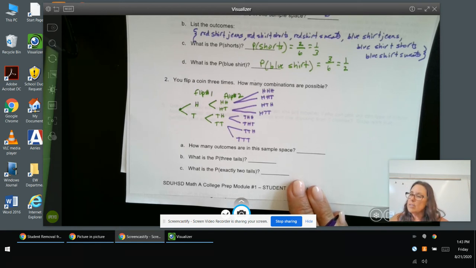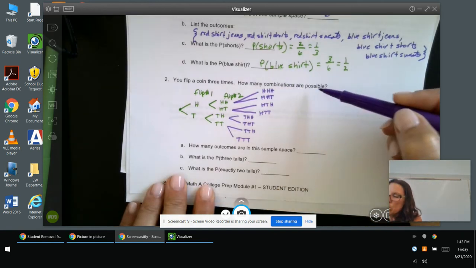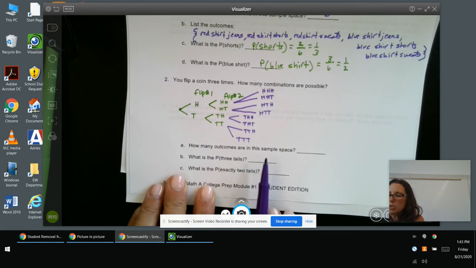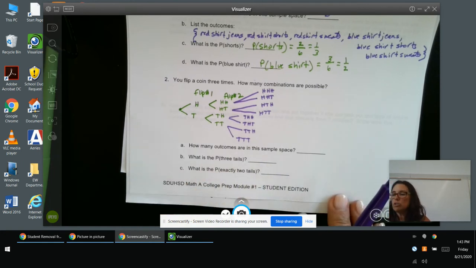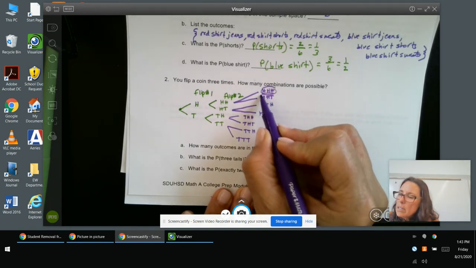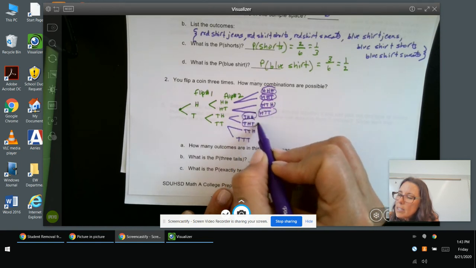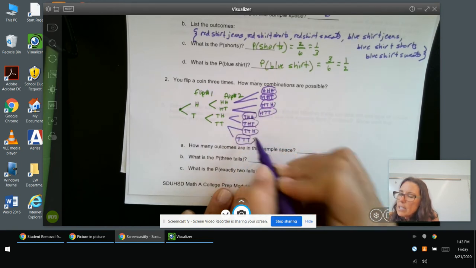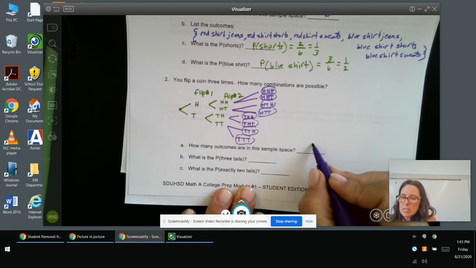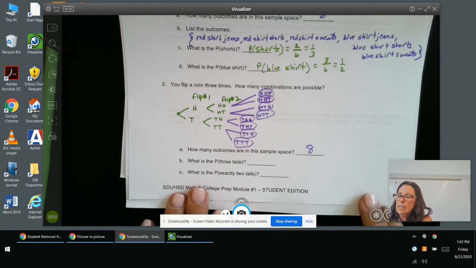Okay, so let's answer some questions. It says how many combinations are possible? How many outcomes are in the sample space? Same question. Do you see that we've got 1, 2, 3, 4, 5, 6, 7, 8? We have 8 outcomes in this sample space.